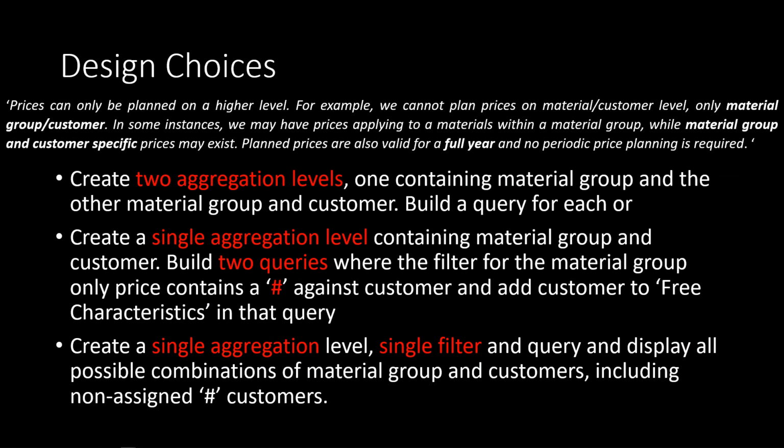From the requirements, we have the following statement. Prices can only be planned on a higher level. For example, we cannot plan prices on material customer level, only material group and customer. In some instances, we may have prices applying to material within a material group, while material group and customer-specific prices may exist. Planned prices are also valid for a full year, and no periodic price planning is required.